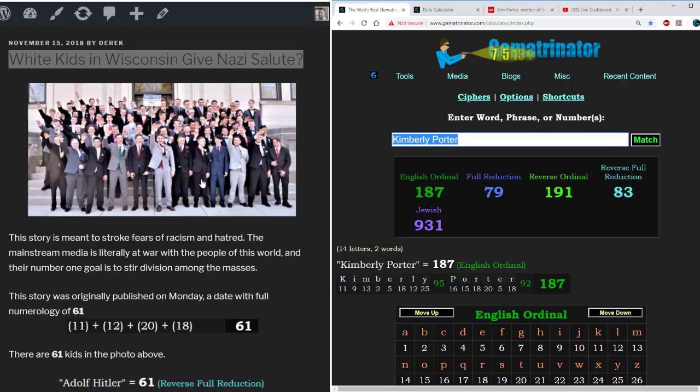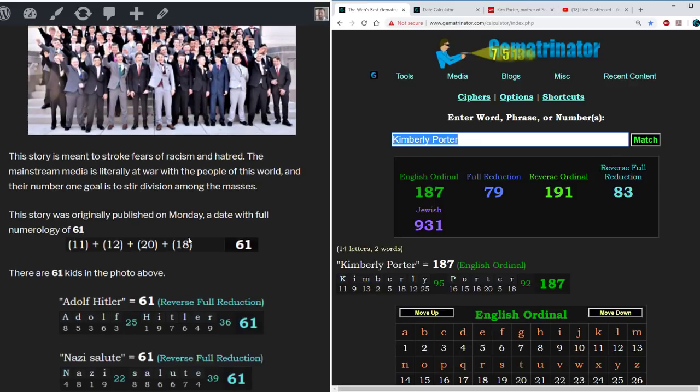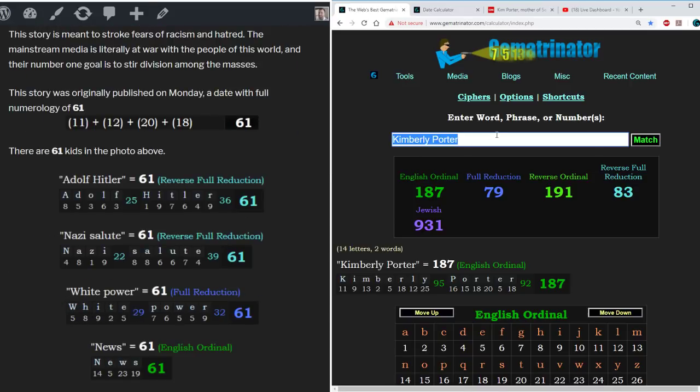So the first thing I want to point out, and thanks to Dan Barrett for making this point, he mentioned how there's exactly 61 kids in this photo. And you can count this for yourself. Download the photo, put dots on their faces, count it out for yourself. I did it myself. You'll find there's 61 kids in here. And the date that this picture made mainstream media was November 12th. 11 plus 12 plus 20 plus 18 equals 61.